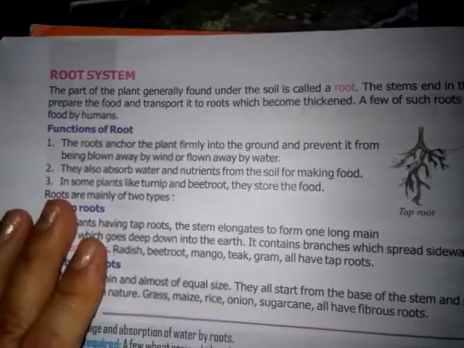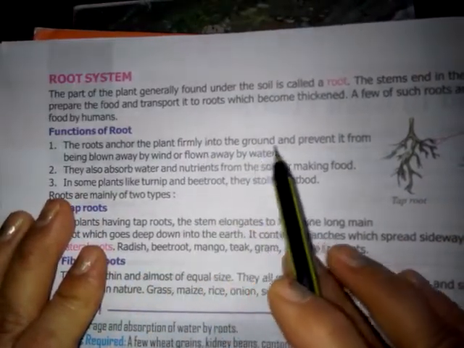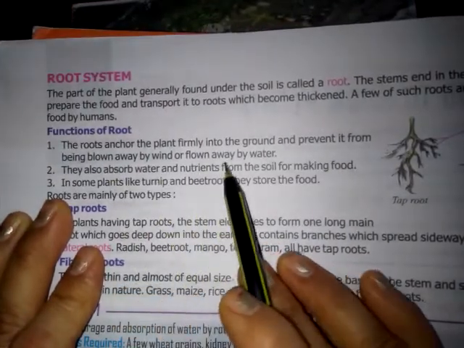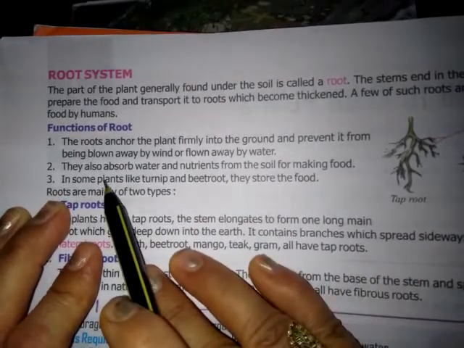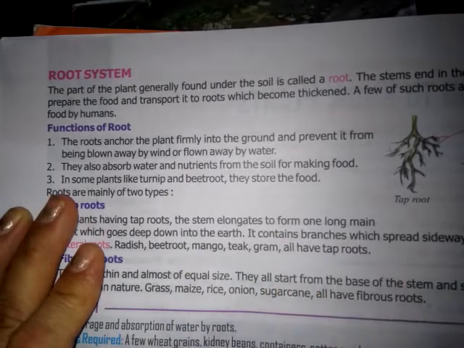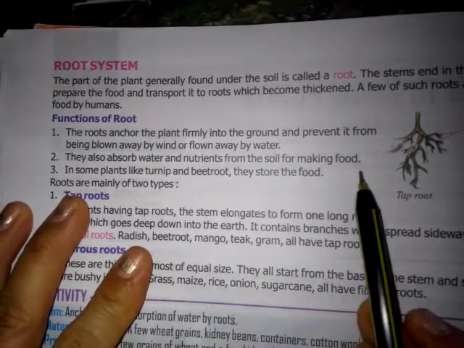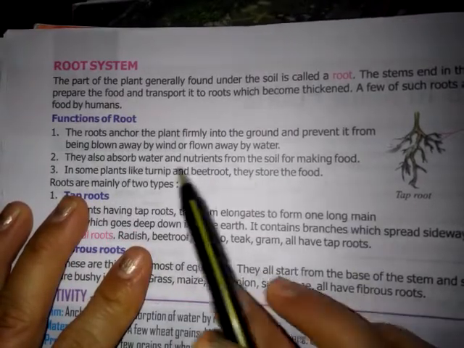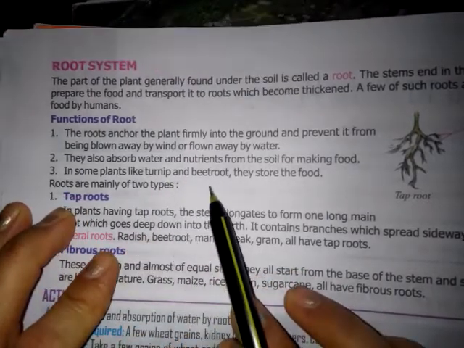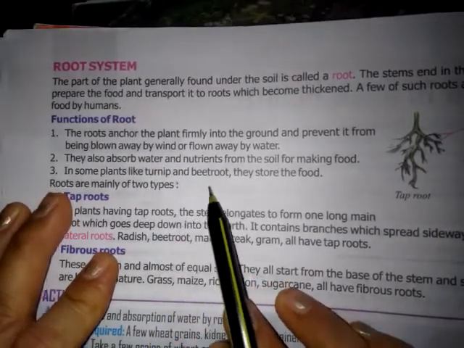Now the functions of roots, children. The roots anchor the plant firmly into the ground and prevent it from being blown away by wind or flown away by water. They also absorb water and nutrients from the soil for making food. Leaves prepare food and roots absorb water and minerals. Some roots, like turnip and beetroot, store food.